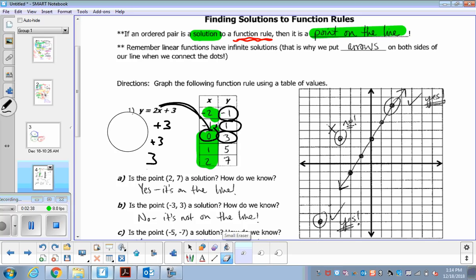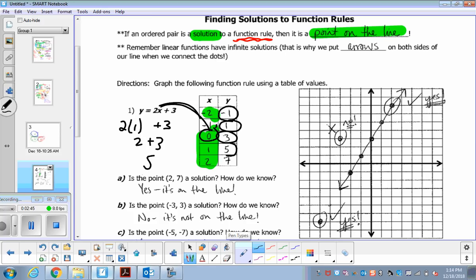Okay? Now we're going to do 2 times 1. 2 times 1 is 2, plus 3 is 5, and that's how I got this 5. And now for the last one, we're going to do 2 times 2, which is 4. And 4 plus 3 is 7. And that's how I got that output.